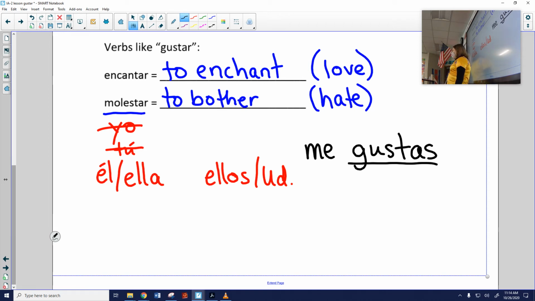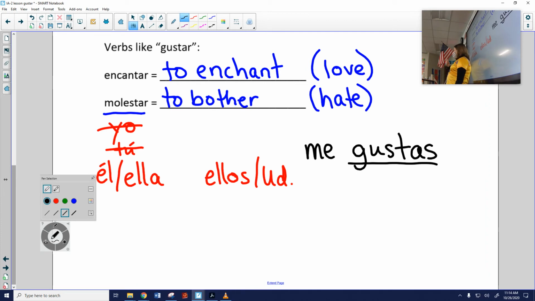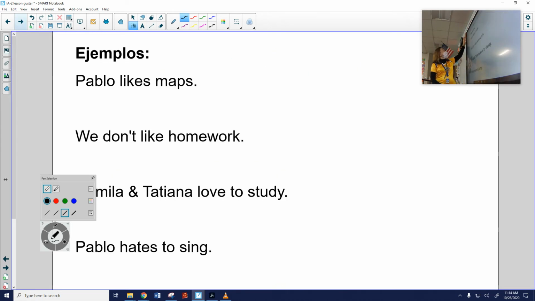How are you feeling about gustar? Feeling okay? Feeling very confused? Feeling so-so? Practicamos un poquito. Vamos a practicar. Do I have some practice?